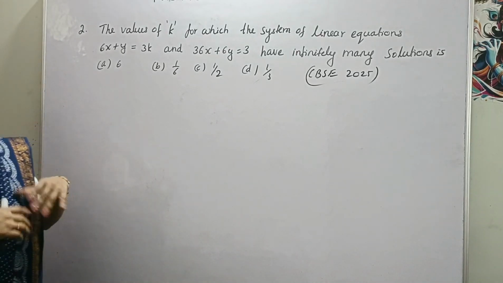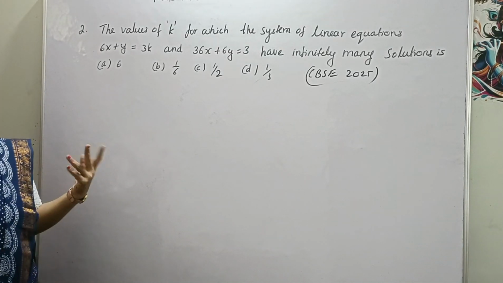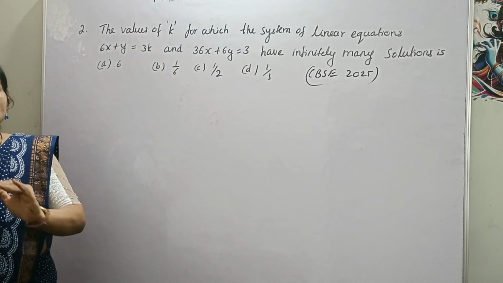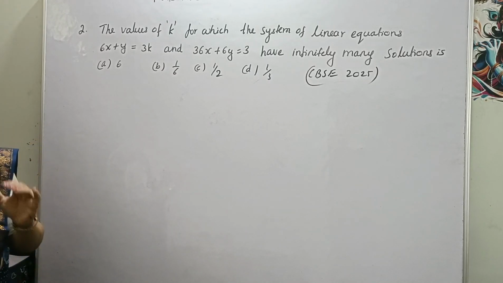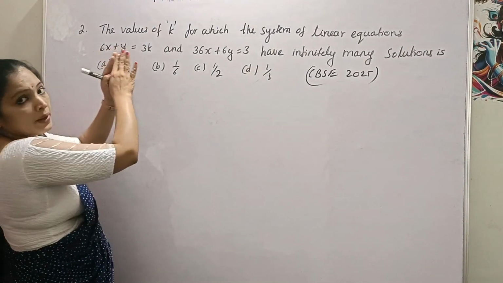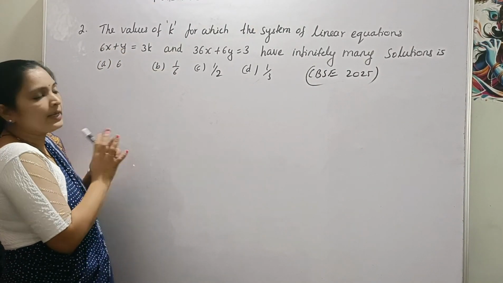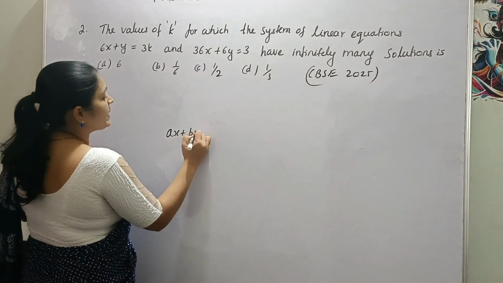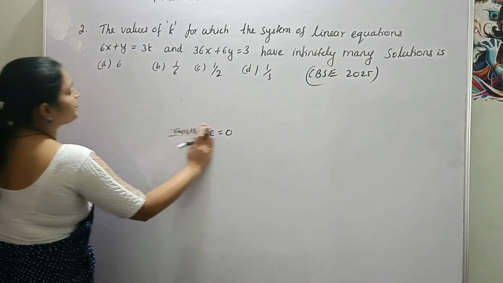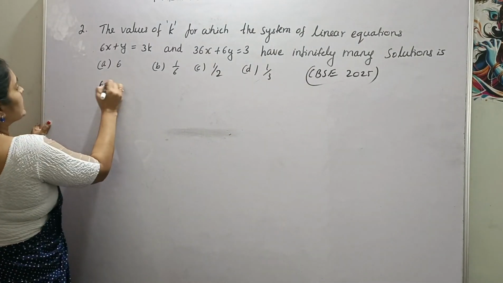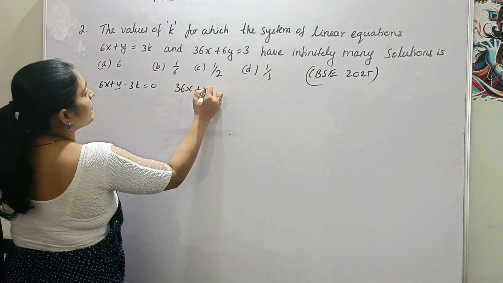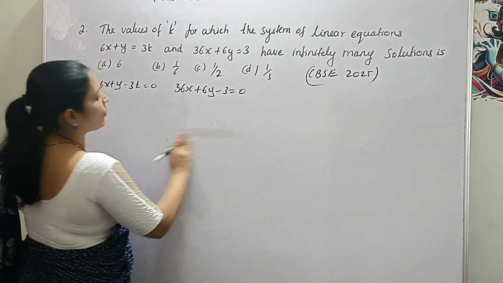See here, first of all, to find the value of k or applying any method, you have to check whether given linear equations are in standard form or not. Okay. See, ax plus by plus c is equal to 0. So standard form is ax plus by plus c is equal to 0. So here we have to write it. That is 6x plus y minus 3k is equal to 0. 36x plus 6y minus 3 is equal to 0.